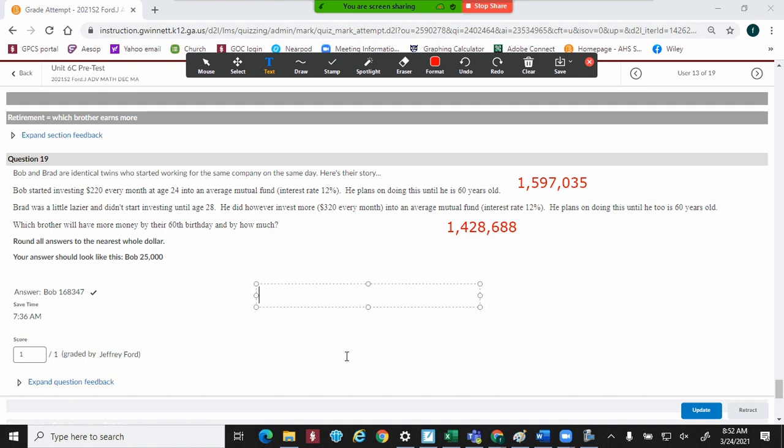So when you do the math, which brother had more money? Well, Bob had more money. How much did he have? Well, a simple subtraction problem between the two will tell us: $168,347.